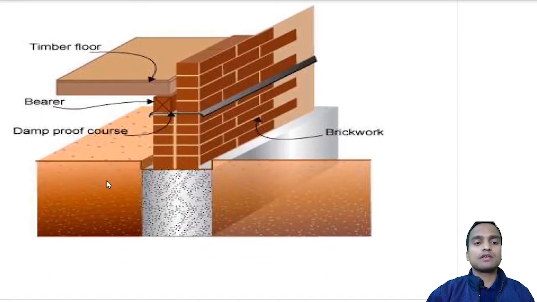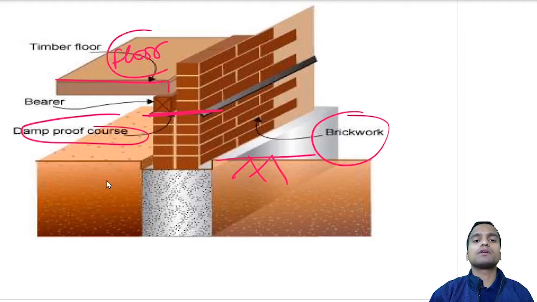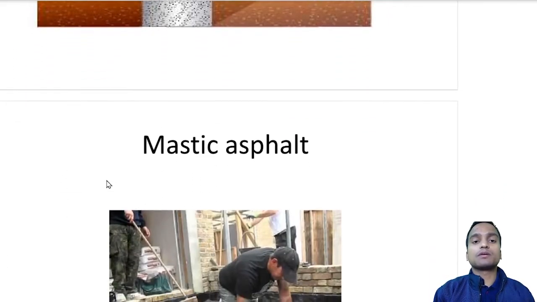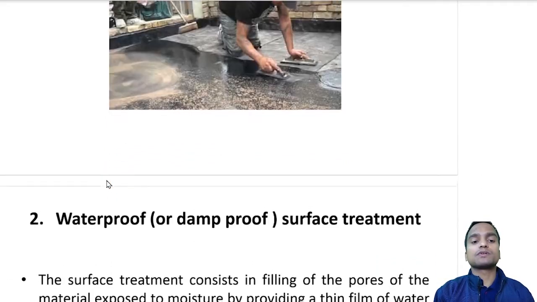This we have discussed in detail also, and in this 3D diagram you can see the same thing. If this is my normal ground level, this is my external brickwork, and DPC is provided on the plinth, and above this my timber floor. In this case a wooden floor is used, so this is my floor level. So this is about the DPC, and mastic asphalt is also provided. The asphalt and bitumen are mostly used as waterproof compounds.